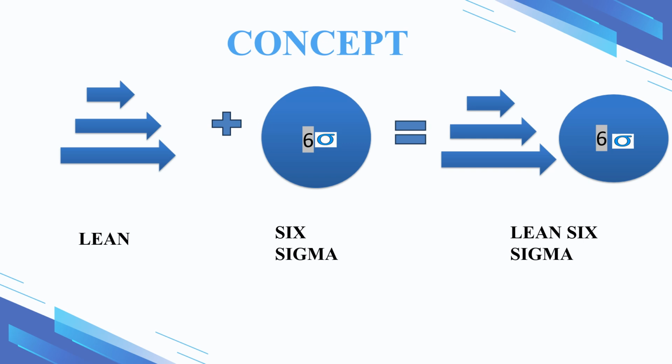Value. Define what adds value from the customer's perspective. Value stream. Identify all the steps in the value stream and eliminate the waste. Then flow. Ensure product and information flow smoothly across the processes. Then pull. Produce only what is needed to respond to customer demand. Then perfection. Continuously seek to improve all the processes.